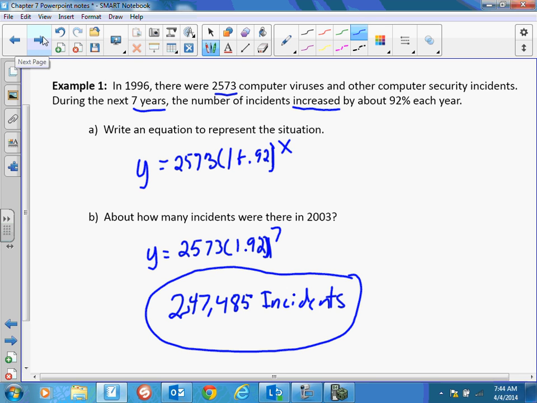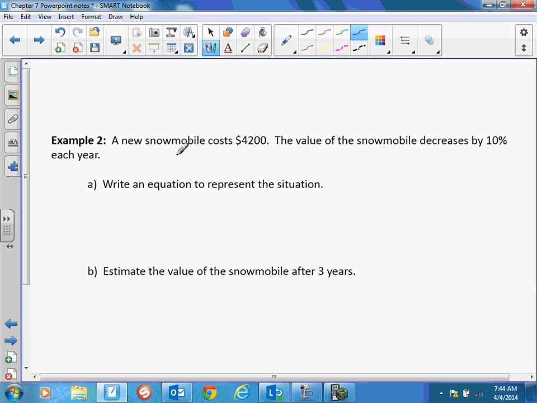Okay, let's go to the next question. A new snowmobile costs $4,200. The value of the snowmobile decreases by 10% each year. Write an equation. Well, this time it's going to be decay, so we write y equals a, the initial amount, which is 4,200, and then 1, it decreases, so it's going to be decay, so we mean minus. We have to change 10% to a decimal, which is 0.10, or just 0.1, to the power of x.